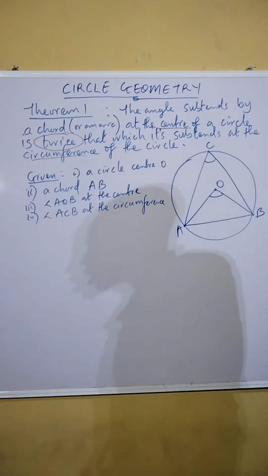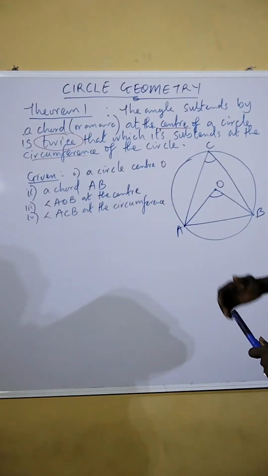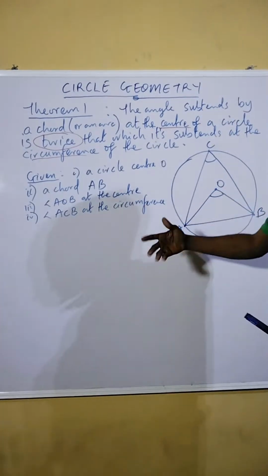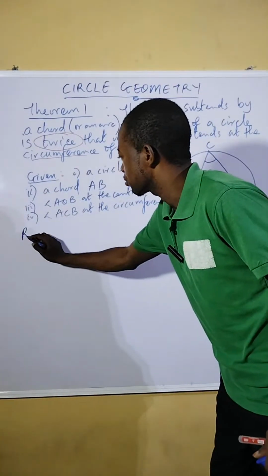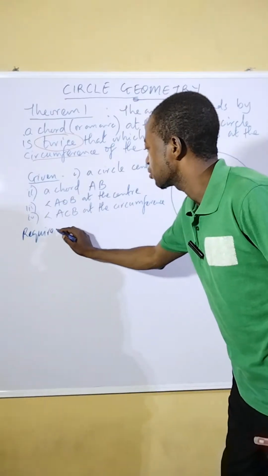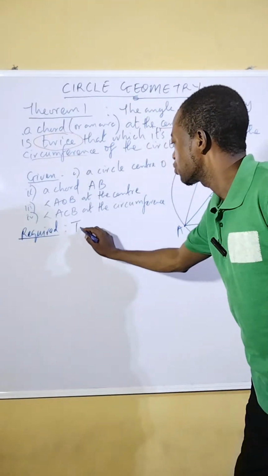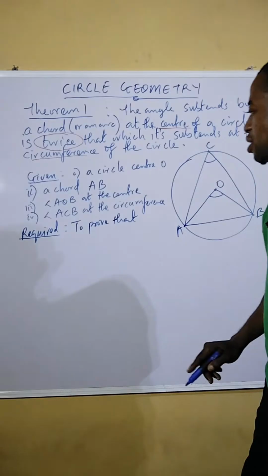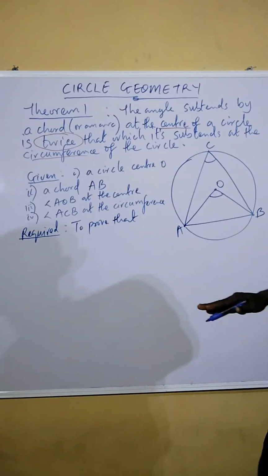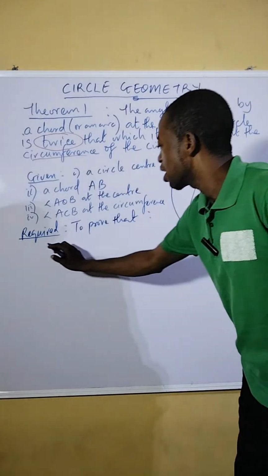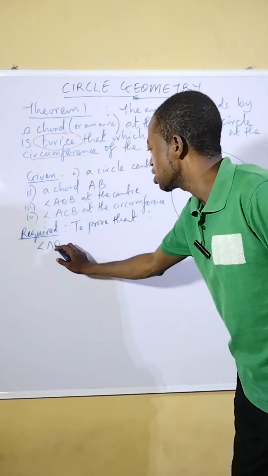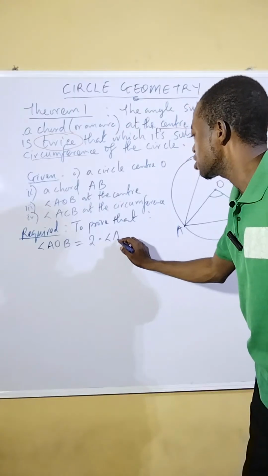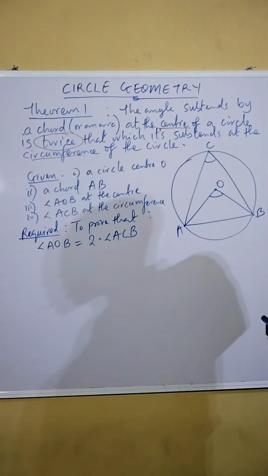Now, what is required? He said to prove that the angle at the center is twice the angle at the circumference. We don't need to write it in words, we write it mathematically. Required to prove that the angle at the center, which is angle AOB, is equal to 2 times angle ACB. That's what we are required to prove.